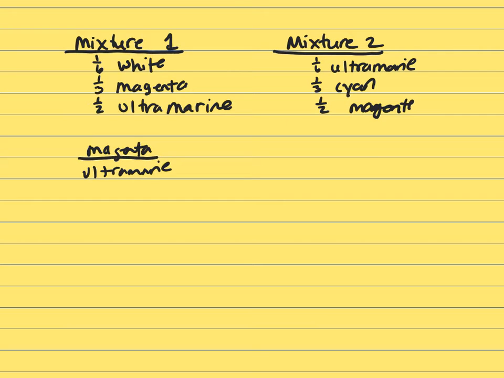All right, so let's figure out how much magenta paint we need. We need magenta paint for mixture 1 and magenta for mixture 2. So mixture 1 is 1/3 M plus magenta, 1/2 magenta. So get a common denominator. It's going to be 6. And that's 2/6 plus 3/6. So that's 5/6 magenta.